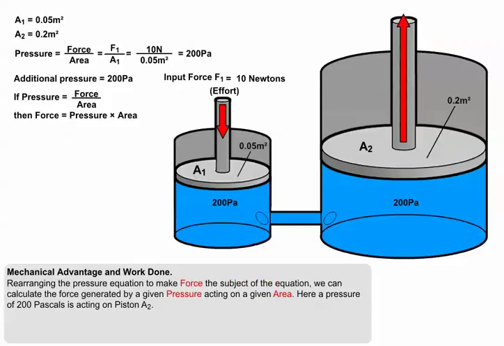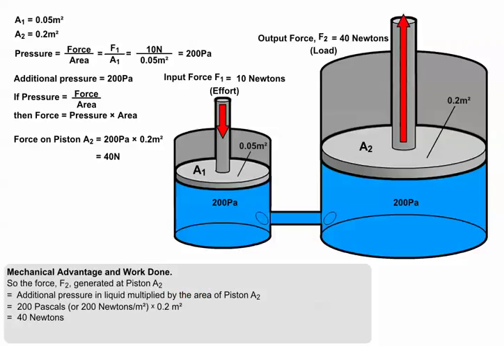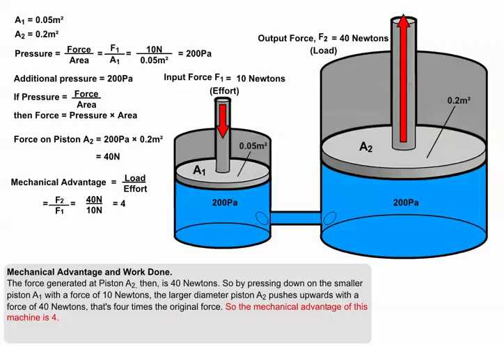If we now rearrange the pressure equation to make the force the subject of the equation, we can use the equation to calculate the force generated by a given pressure acting on a given area. Here, a pressure of 200 pascals is acting on piston A2 in addition to atmospheric pressure. So the force generated at piston A2 equals pressure multiplied by the area of piston A2. The force generated at piston A2 then is 200 pascals, or 200 newtons per meter squared, times 0.2 meters squared. So the force generated at piston A2 is 40 newtons.